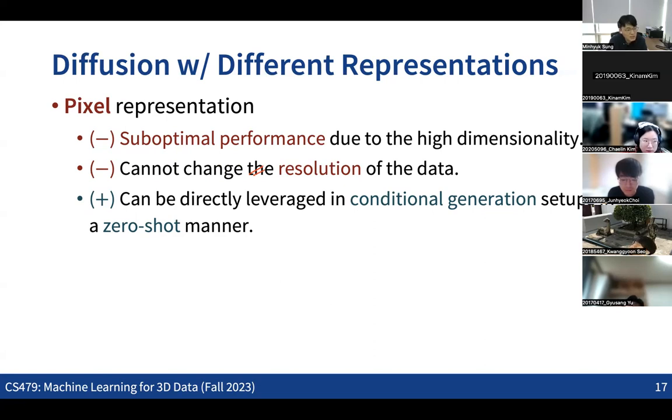But the good thing is that if we have diffusion models trained with an explicit pixel representation, we can directly utilize an unconditional diffusion model in a conditional setup without any fine tuning. So that's also an interesting idea here. Some pros and cons in terms of which representation we're going to use for training the diffusion models. Is this clear?